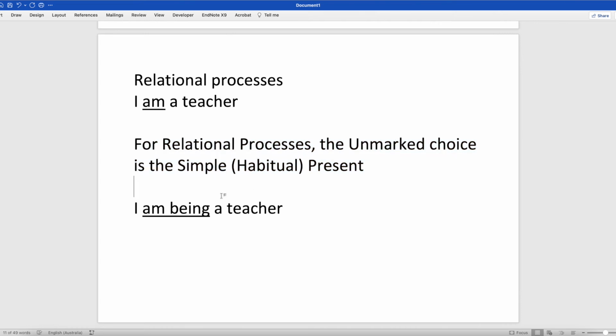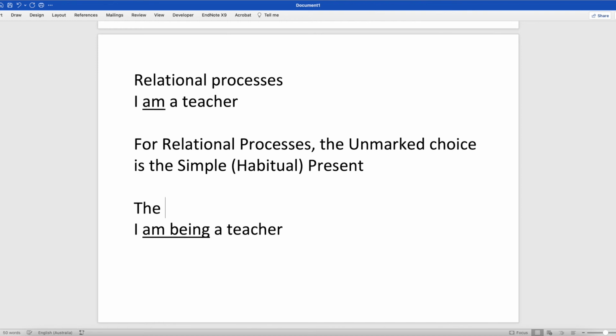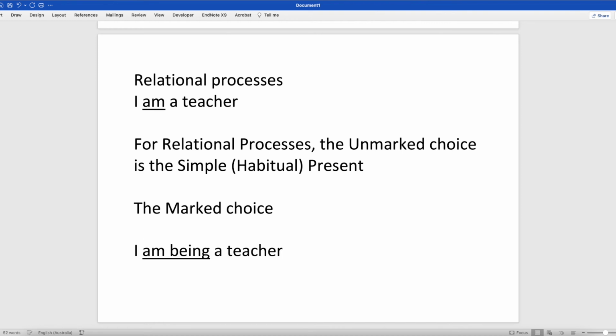And the marked choice, or the option that gives special significance or a special interpretation to the sentence, is the present progressive. I'm being a teacher. If we hear that, it's just a little bit odd. It's not the common choice. It's not the default choice.